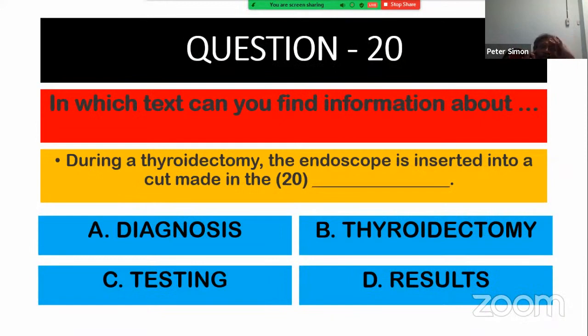During a thyroidectomy, the endoscope is inserted into a cut made in the dash. During a thyroidectomy, the endoscope is inserted into a cut made in the dash. So this is a procedure. During means procedure. Before the procedure, during the procedure, after the procedure.